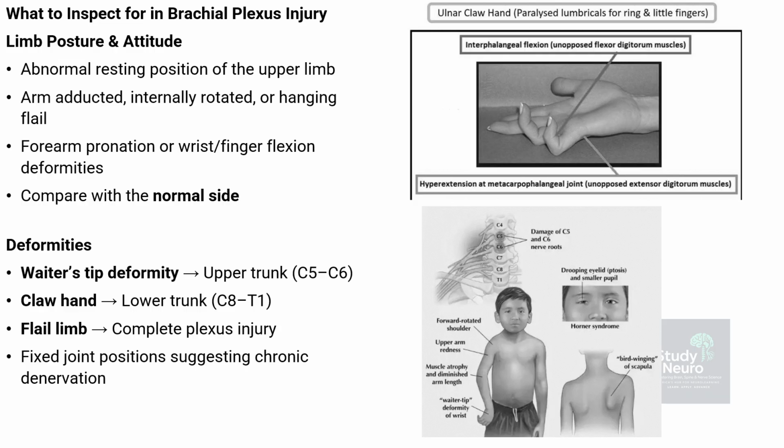Look out for classic deformities that can help you localize the injury. The waiter's tip posture is a hallmark of upper trunk involvement, affecting C5 and C6. A clawed hand often indicates lower trunk injury, involving C8 and T1. In severe cases, the entire limb may appear flail, suggesting a complete plexus injury. Fixed joint positions can also point to chronic denervation.